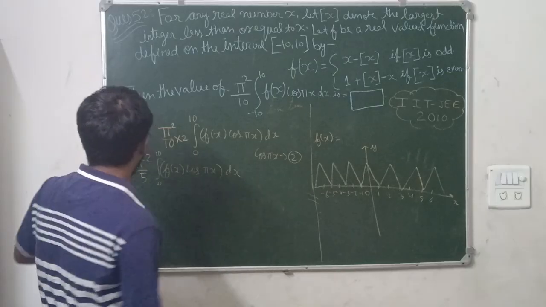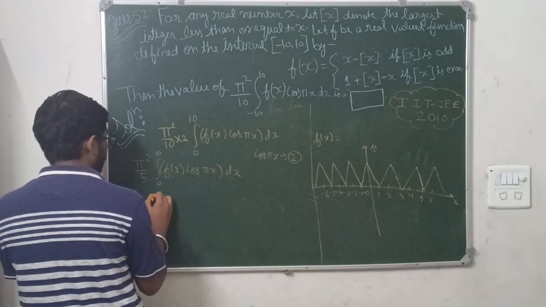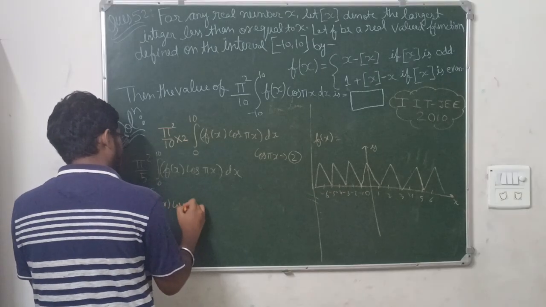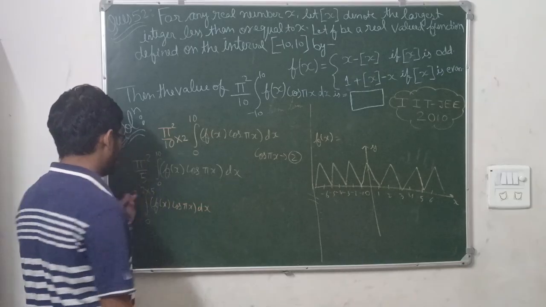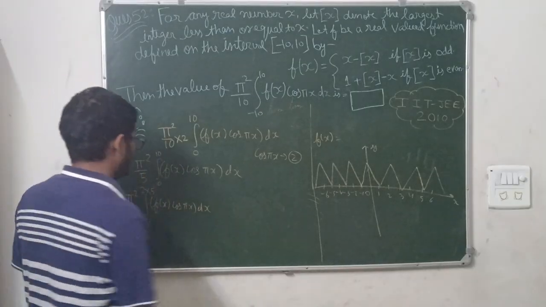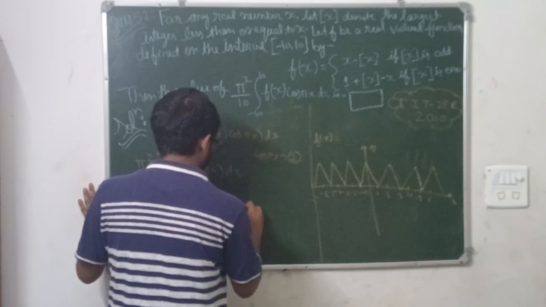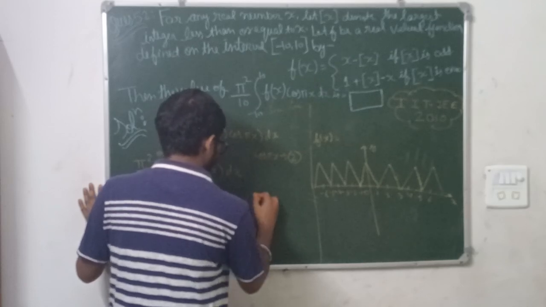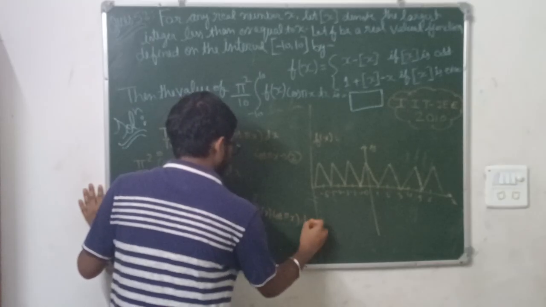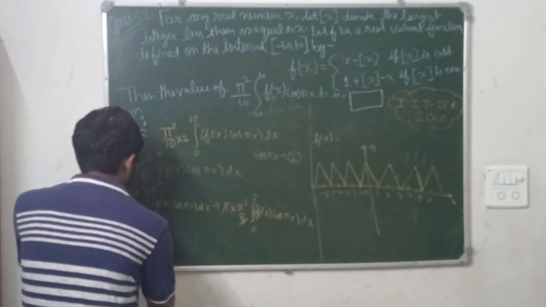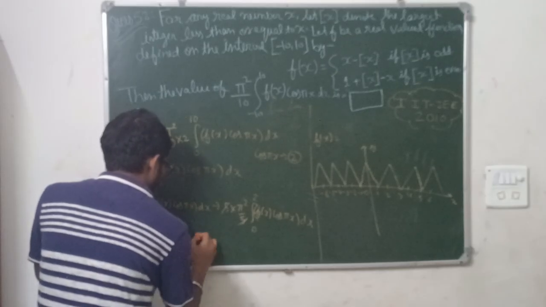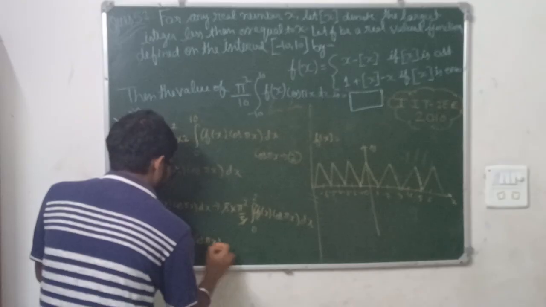Okay, so see, pi square by 5 and this will get 0 to 2 into 5 fx cos pi x dx. Now what is the period here? 2. Okay, and what is the integer here? 5. So 5 will come forward. Okay, so it will be 5 into pi square by 5 and integration 0 to 2 fx cos pi x dx. Okay, 5 cancels and your final integration is pi square 0 to 2 fx cos pi x dx.